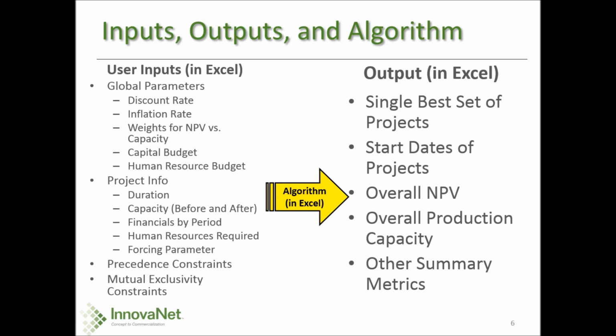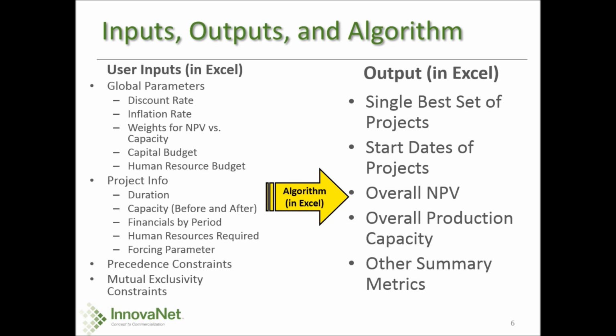In this example, the only budgets that need to be respected are the capital budget and the human resource budget, but the model could be configured to take into account several budget and resource constraints. Then the user inputs various information about each project, including duration and expected cash flows over time. The model also allows the user to specify a forcing parameter for each project, which will either force that project to be executed, along with its predecessors, or force it to not be executed, along with its successors. This allows for management preferences based on other objectives to essentially override the model.